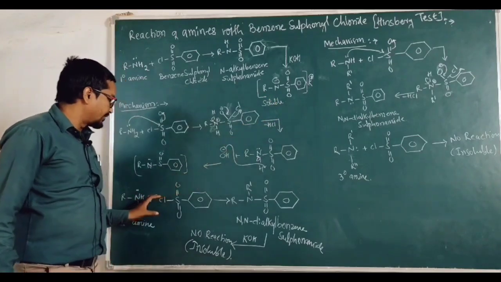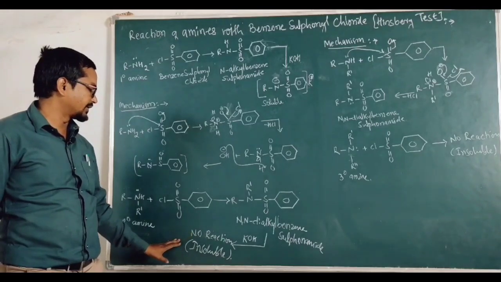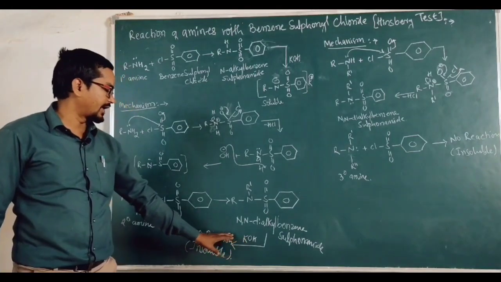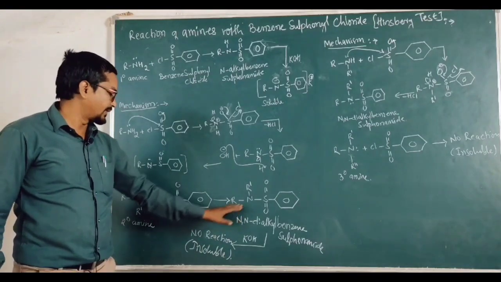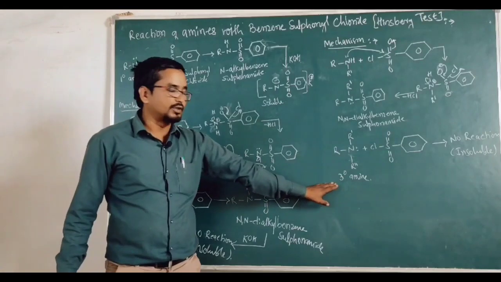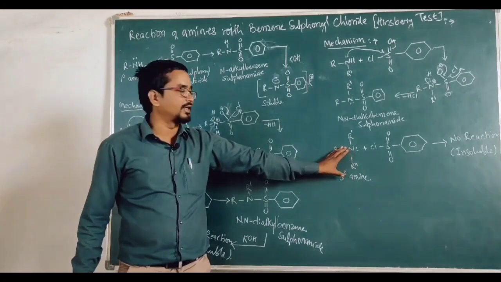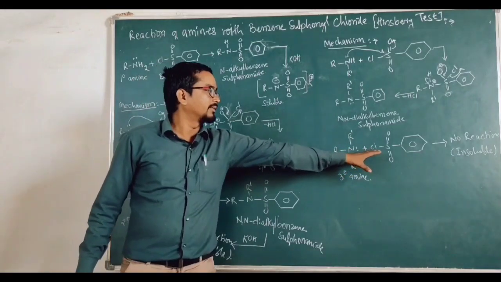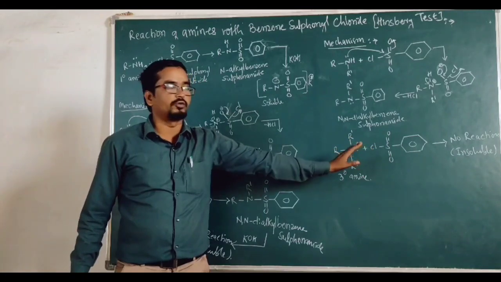In case of secondary amine, why is the N,N-dialkyl benzene sulfonamide insoluble, and why is there no reaction after reacting with KOH? It does not contain any acidic hydrogen, that's why it is insoluble in it. And similarly, tertiary amine initially does not contain any hydrogen atom attached to the nitrogen, so therefore it does not react with the benzene sulfonyl chloride, hence no reaction takes place, or it is insoluble in that.